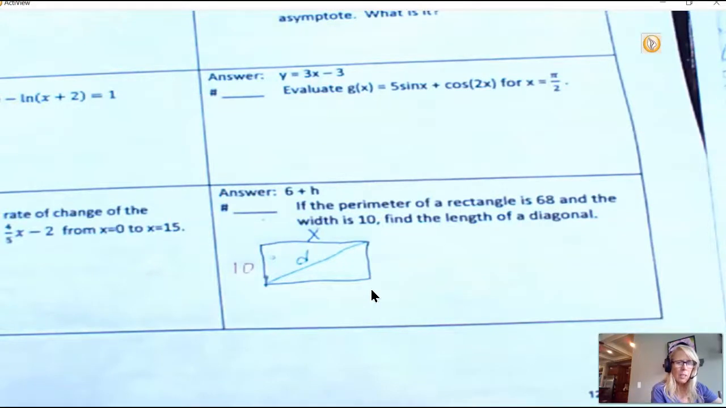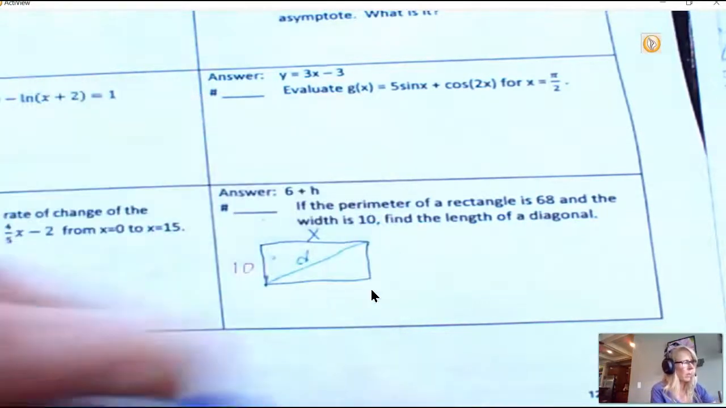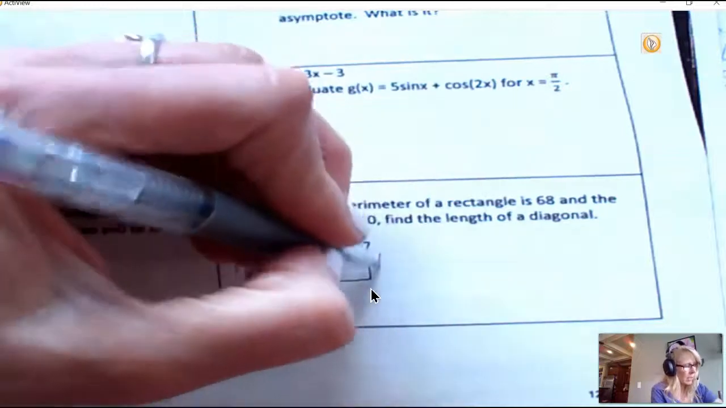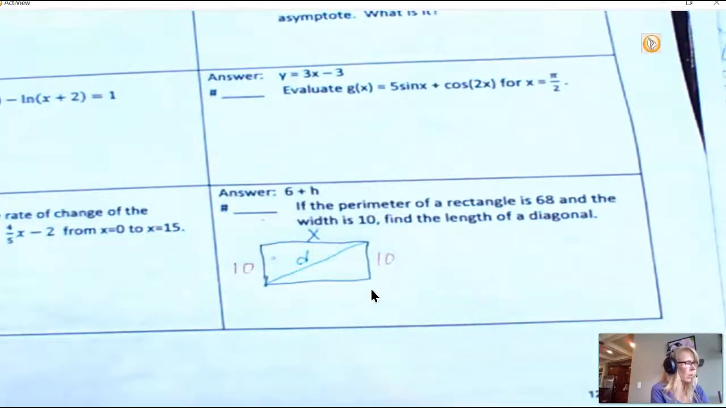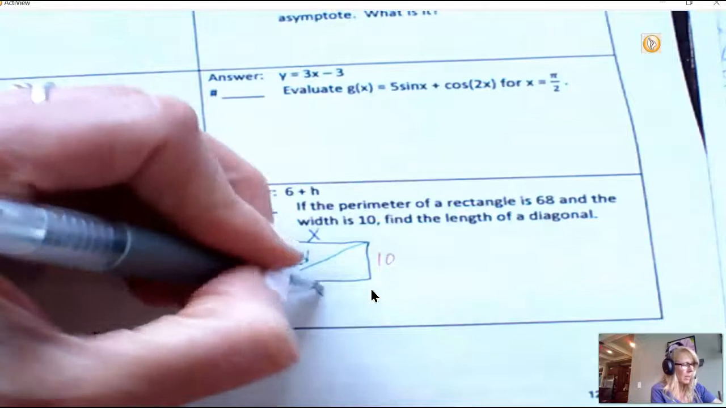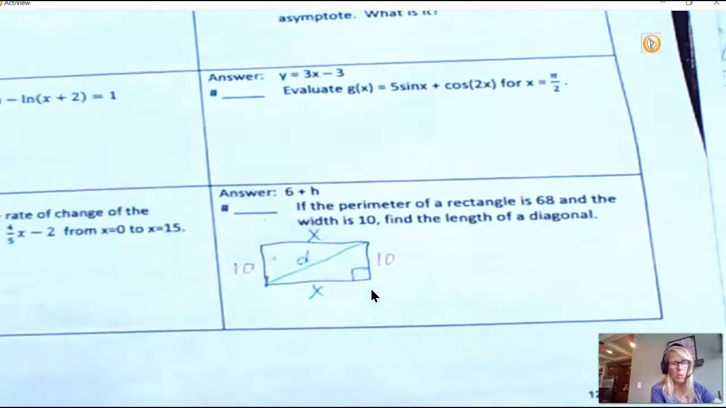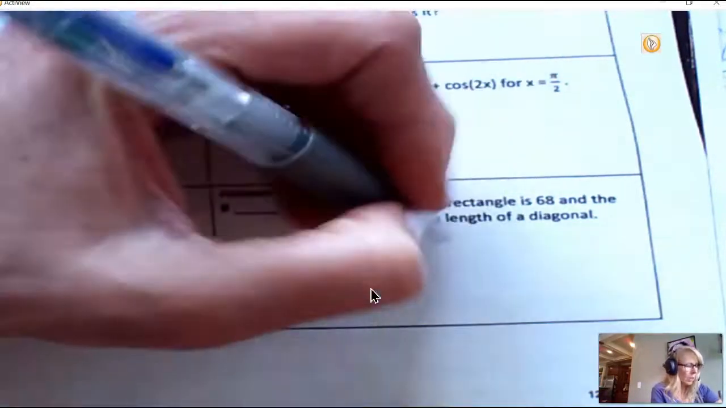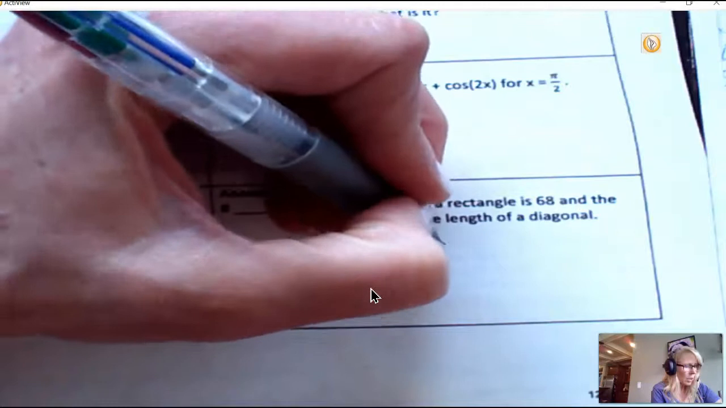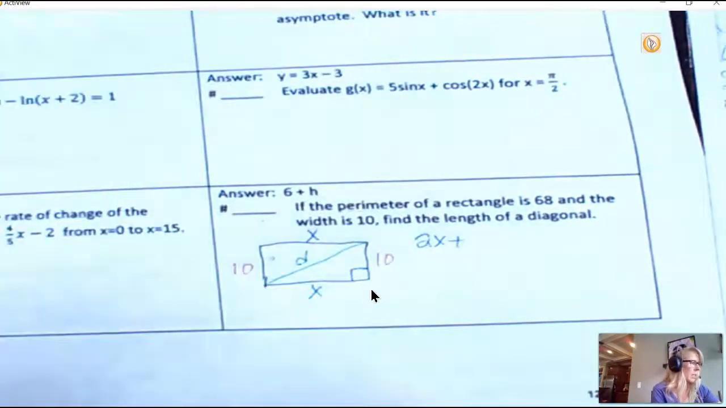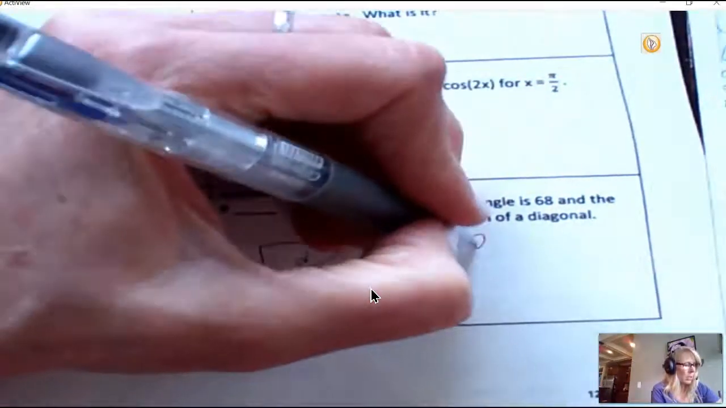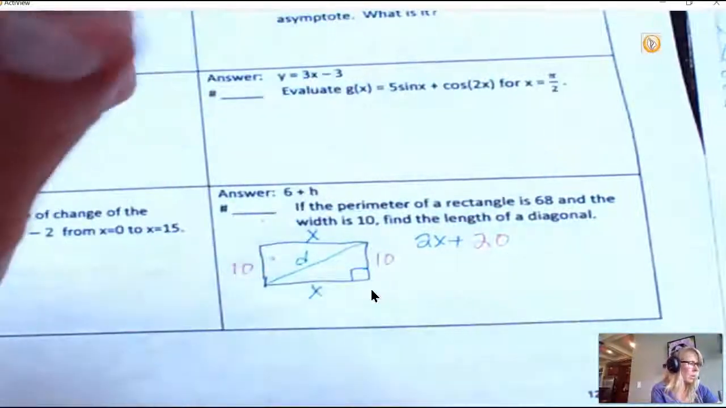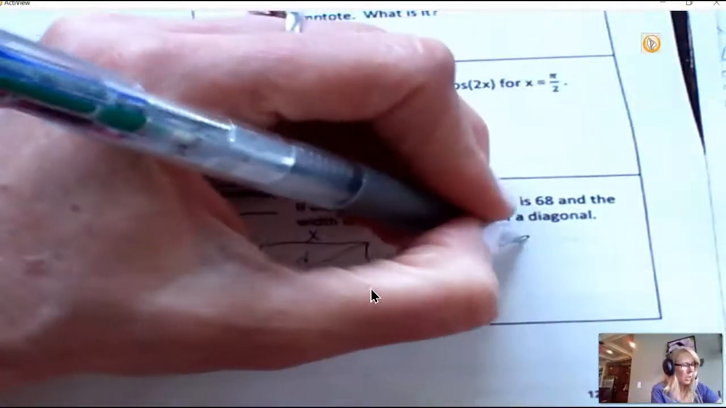Okay, well that's not as bad as I thought, because truthfully it's a rectangle, so I do know that the other side is 10 for the width, and I know down here at the bottom that's x, and this is a right angle because it's a rectangle. So what else can I find out? Well, since the perimeter is 68, I could say 2 times x plus 2 times 10, or 20, should be equal to 68.